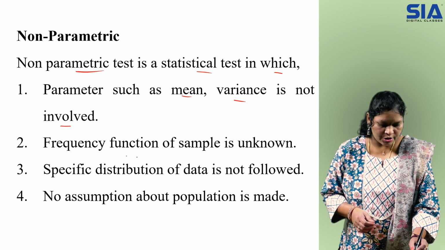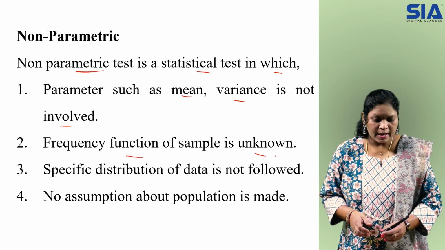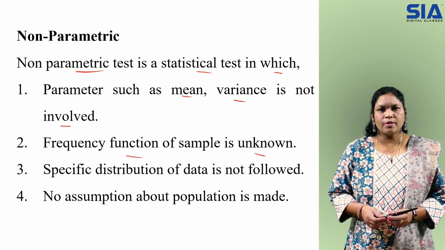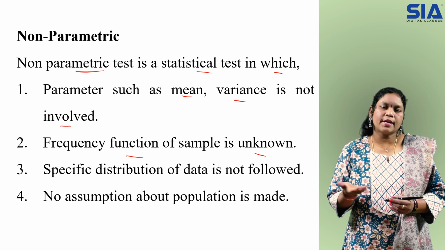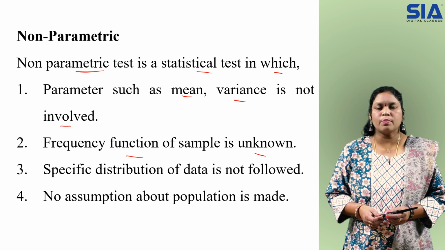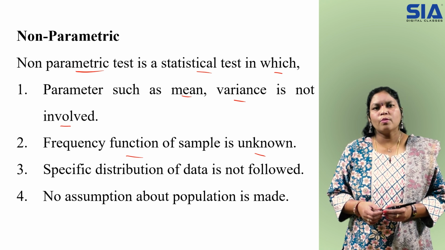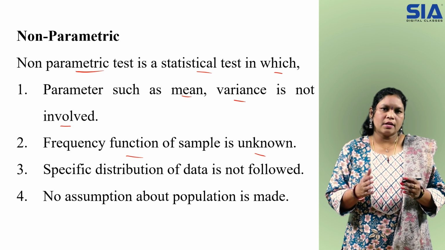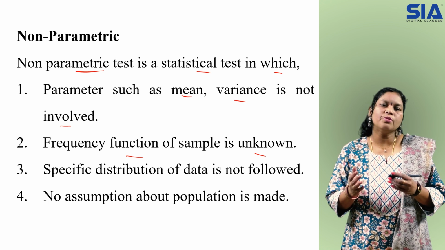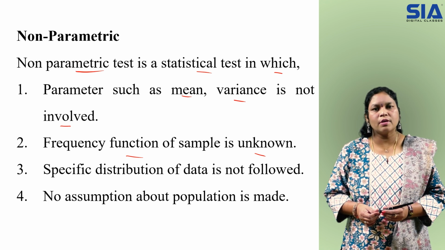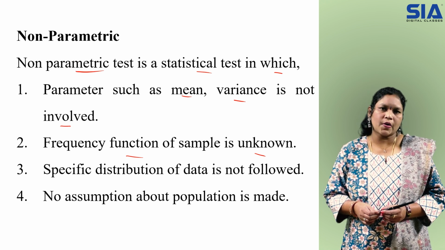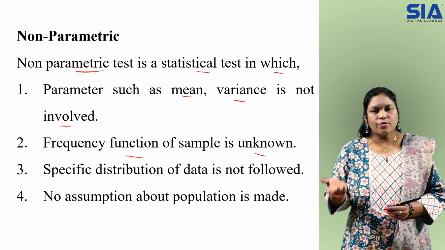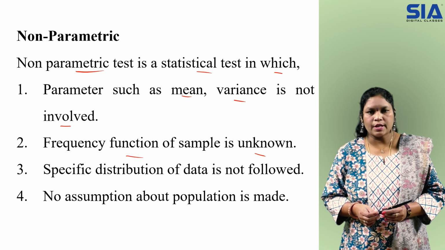The frequency function of the sample is unknown. Frequency functions also will not be known, so that we could get from a normal population, binomial population like that. So no clue will be there, that particular data will not fall into any particular type of frequencies. So we cannot go for any type of small or large samples. Other than that, we have to go for non-parametric tests. So that is your second point.